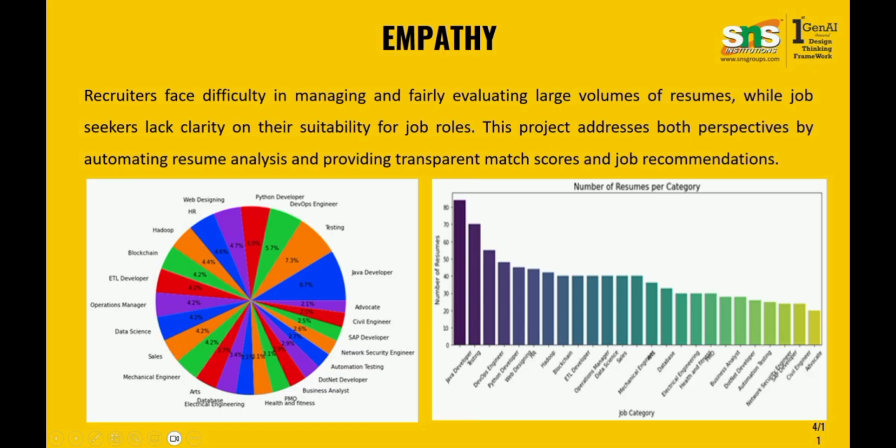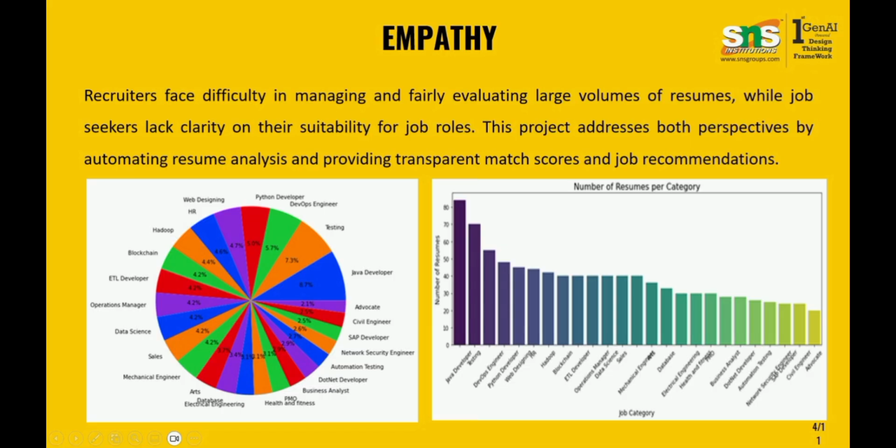So, the real problem is, first, manual resume screening. HR teams have to go through each resume one by one. This is extremely time consuming and exhausting. Because of this, they often depend on keywords instead of understanding the actual skills of a candidate. This creates a major issue: many talented candidates get rejected just because their resume doesn't contain the right words.